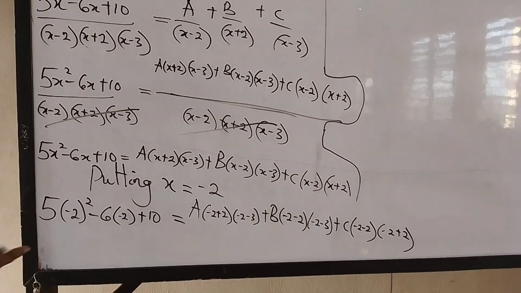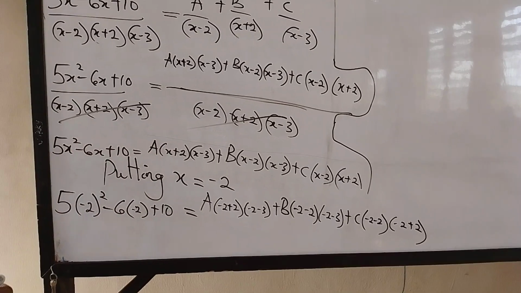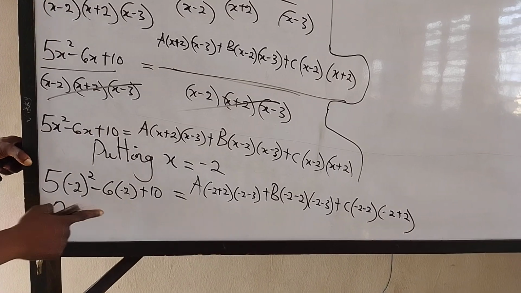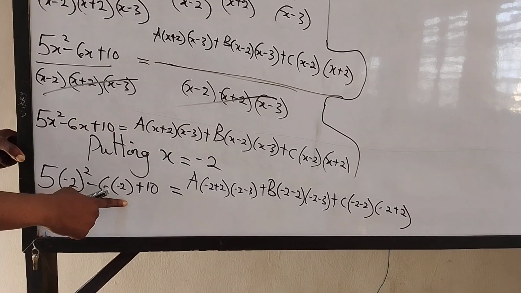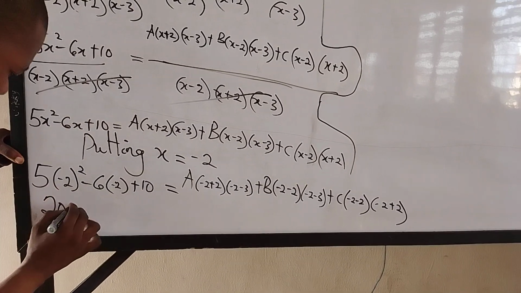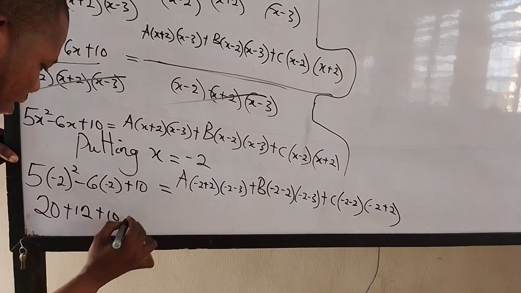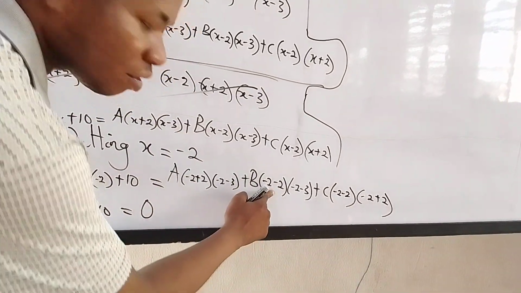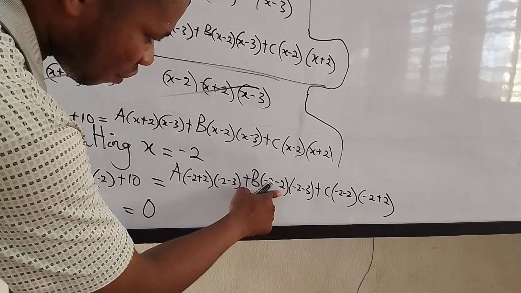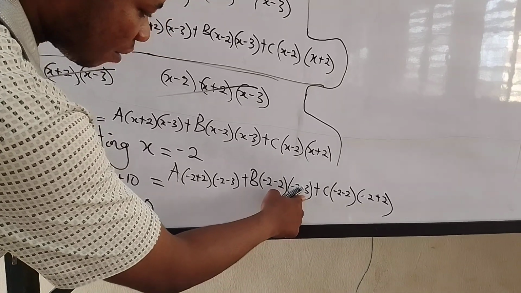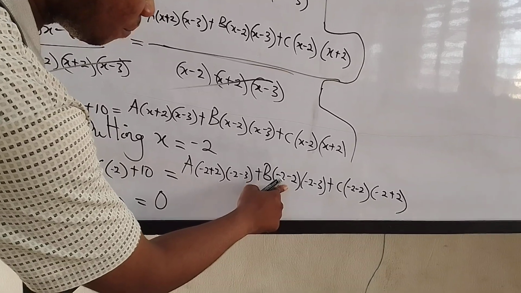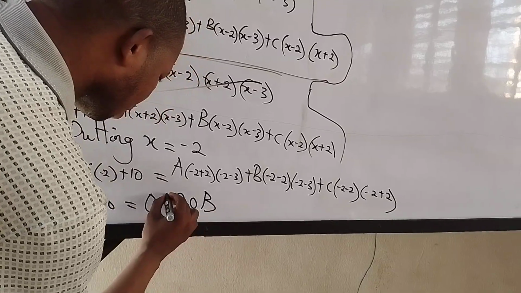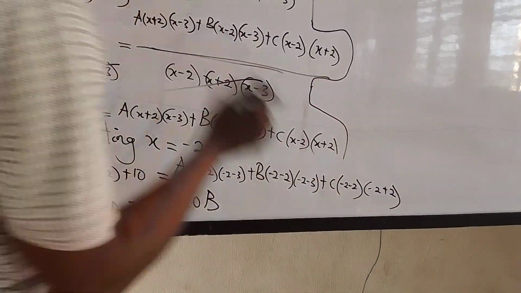Now, -2 times -2 will give us 4. 4 times 5 is 20. We have 20. This is -6 times -2, which gives plus 12. Then plus 10 is equal to, the whole of this place is 0 already. Then -2 minus 2 gives -4, and -2 minus 3 gives -5. -5 times -4 gives plus 20. 20 times B is 20B.